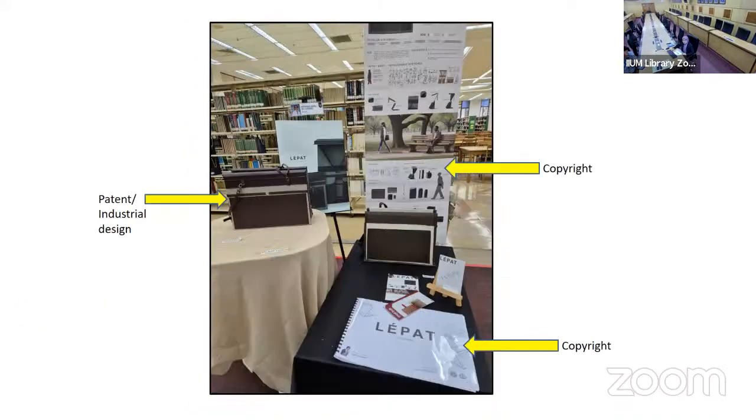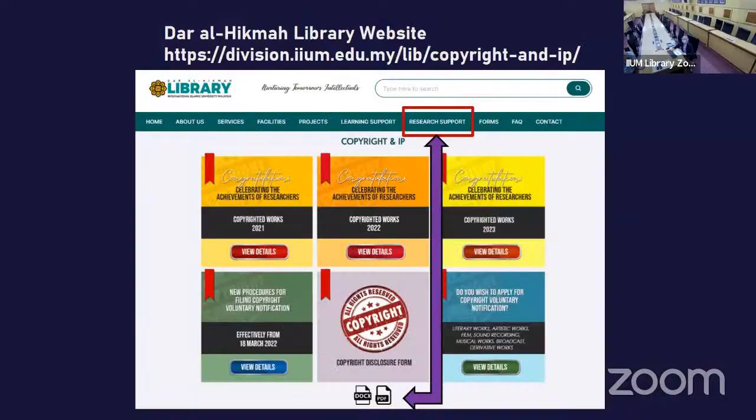Okay, if you want to know about our copyright unit, this is our website in the library. Just go to Research Support and then Copyright and IP. There is information about what you can copyright and how to apply for it.